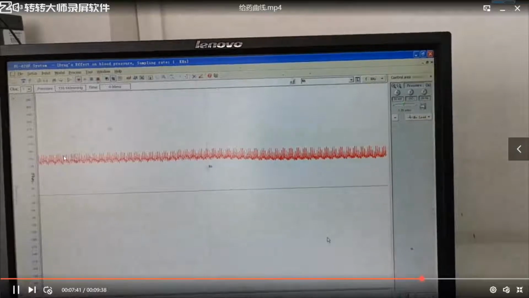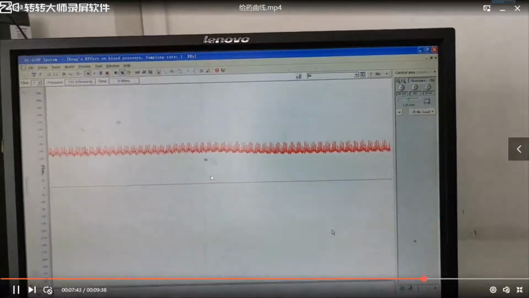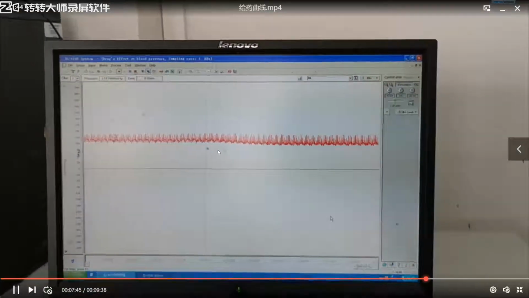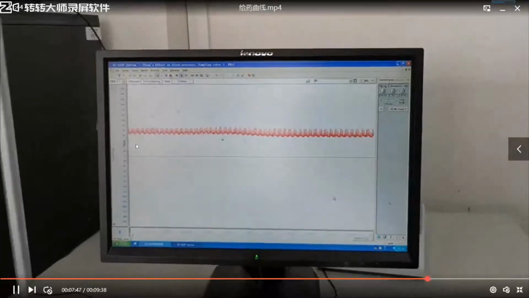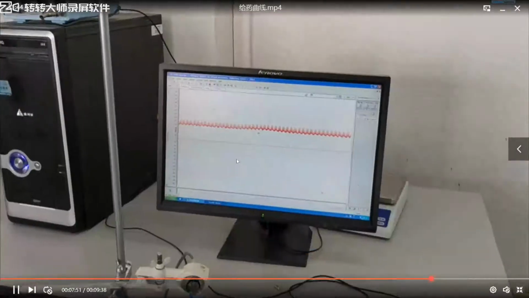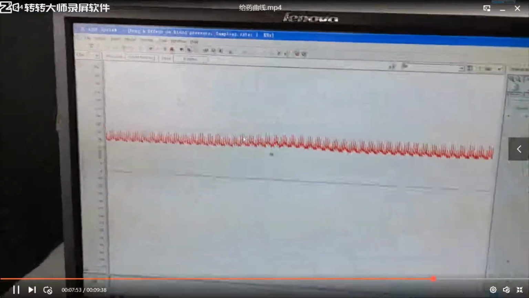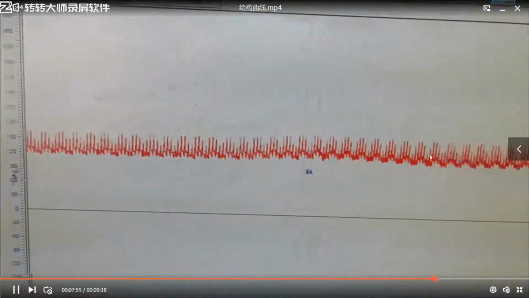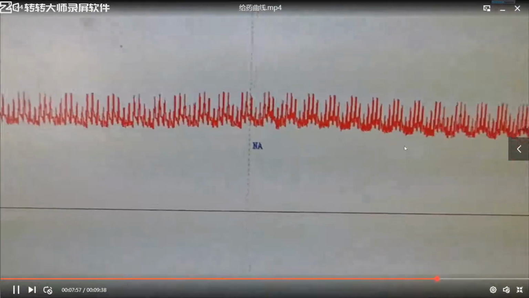Here is the normal blood pressure, and we injected adrenaline. Because we have injected the alpha receptor blocker, when we repeat adrenaline it only increases blood pressure a little.